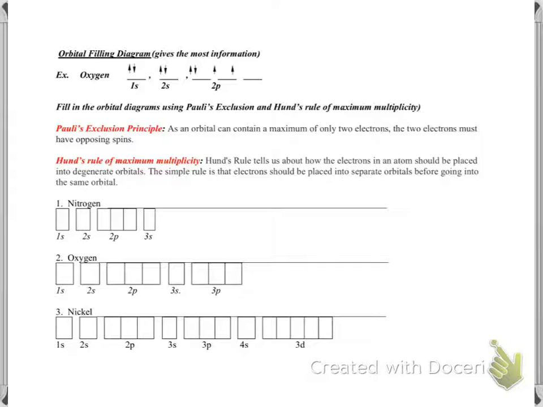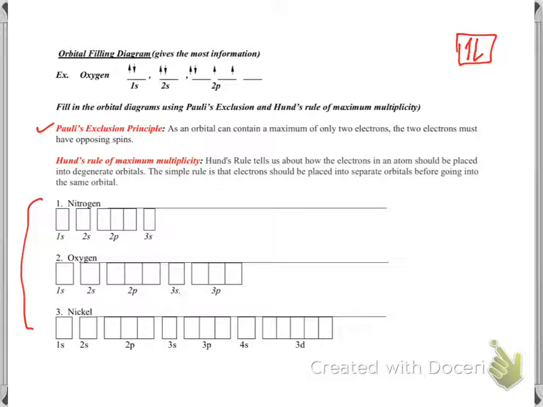So let's do these three examples, nitrogen, oxygen and nickel. And the question is, fill in these orbital diagrams using Pauli exclusion and Hund's rule of maximum multiplicity principles. So what is Pauli's exclusion principle? Remember, in an orbital, you can put maximum 2 electrons, and when you're putting those 2 electrons, they must have opposite spins. So if one is pointing upwards, then the second one should be pointing downwards. That's what Pauli's exclusion principle is.